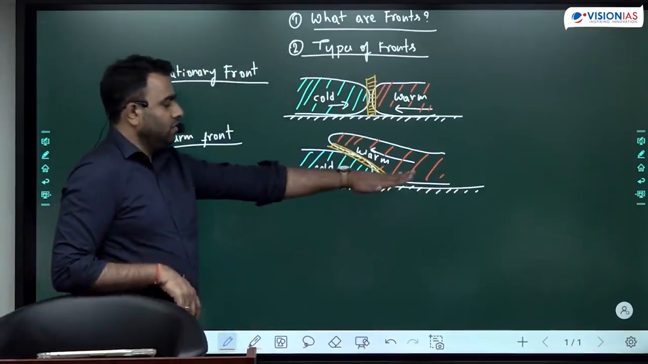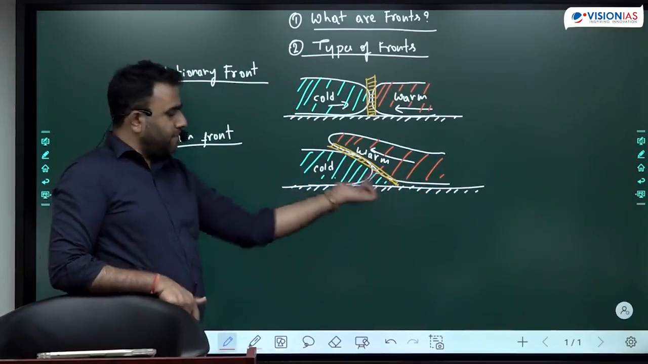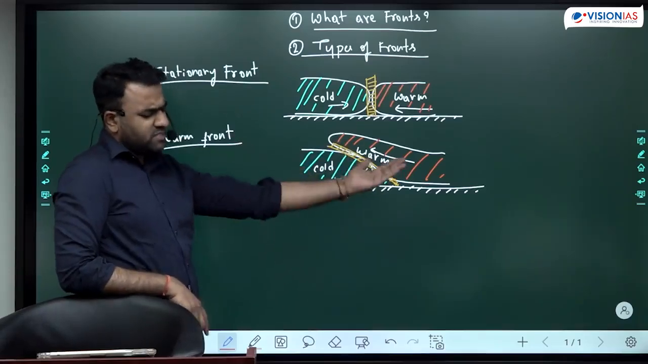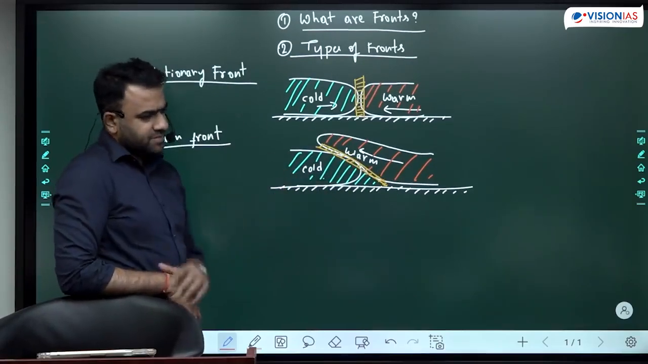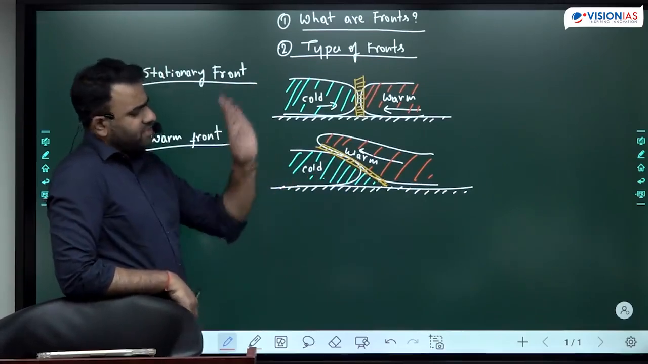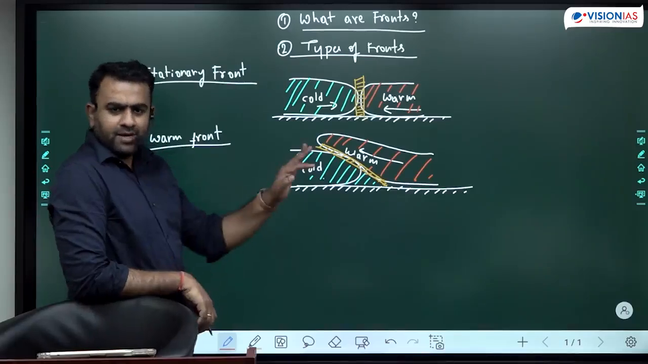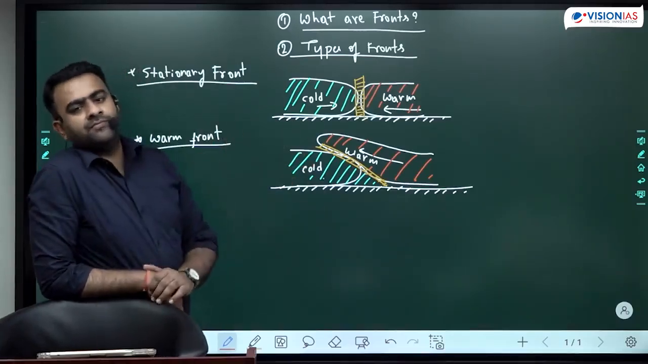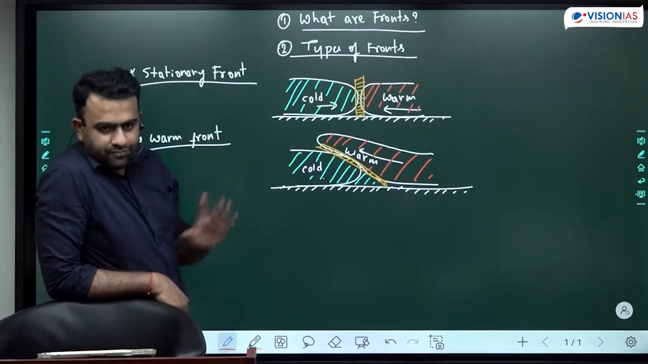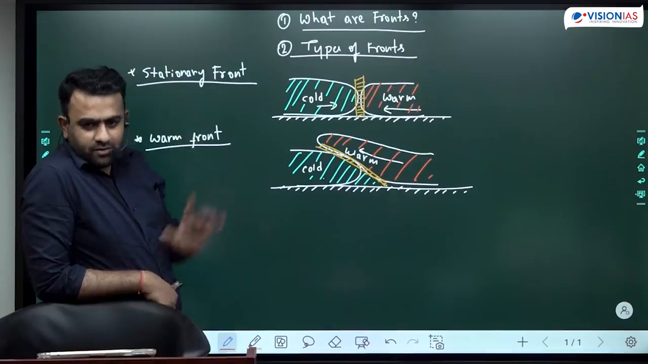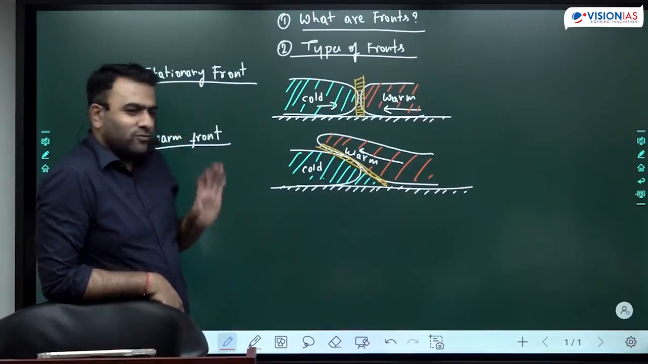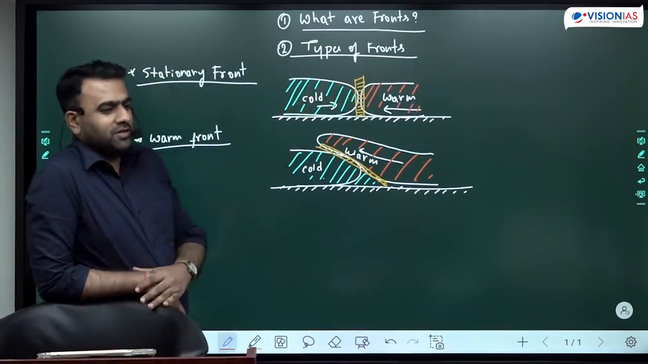Along the warm front, the warm air mass is overriding the cold air mass. It causes the warm air mass to rise above the cold air mass by itself. It is going by itself. Nobody is forcing it to go. The cold air mass is just standing over there. Our cold competitive team is just standing. It is the warm competitive team who is jumping on them.